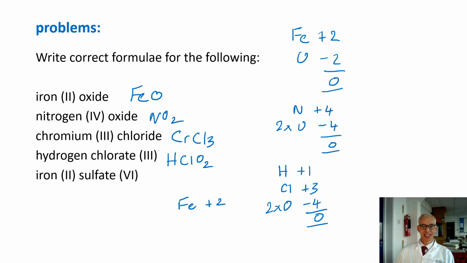The sulfate 6, well, sulfur will be +6, which means we need 4 oxygens, each oxygen being -2, so 4 oxygens will come to -8. Sulfur we know is +6, iron is 2, so that's written as a formula, FeSO4.